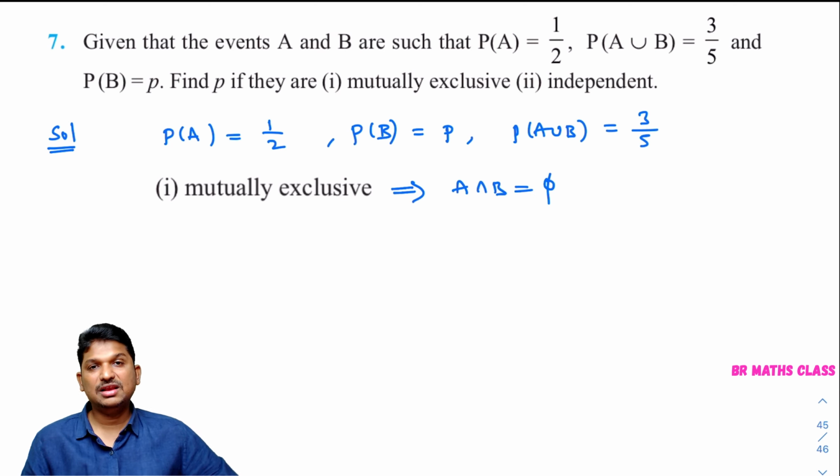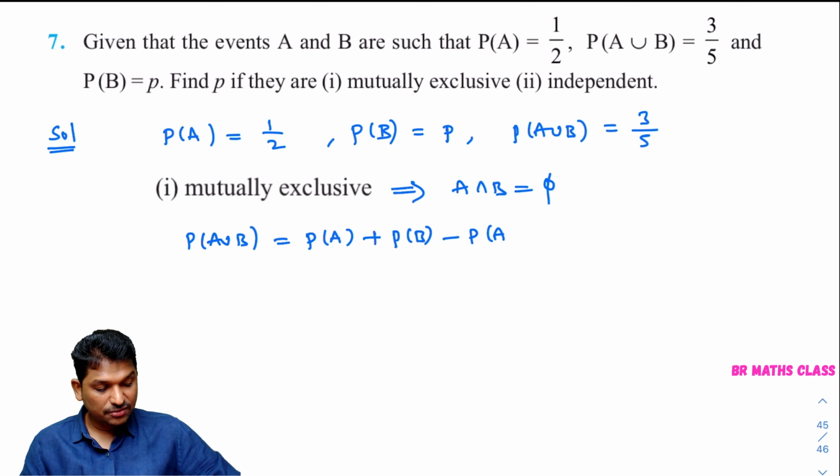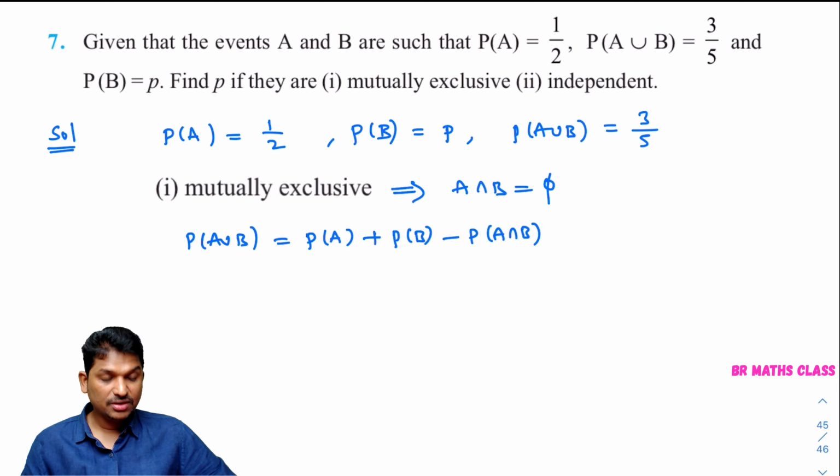This we learn in class 11. If A and B are mutually exclusive, then A intersection B is the null set. So you keep that point in your mind, and to find the P value, we know this formula: probability of A union B is probability of A plus probability of B minus probability of A intersection B.